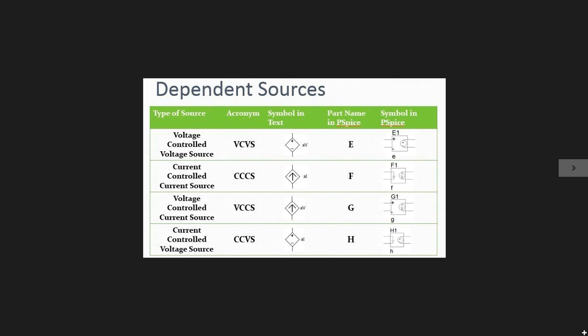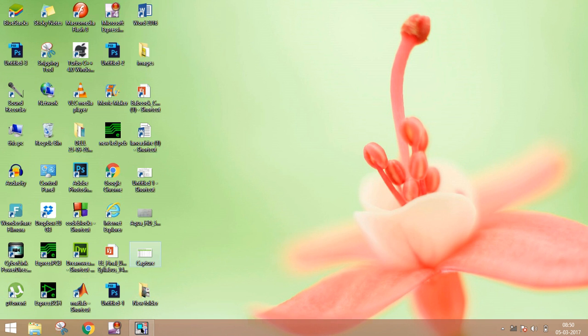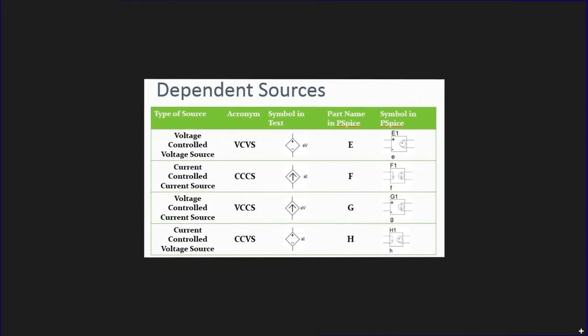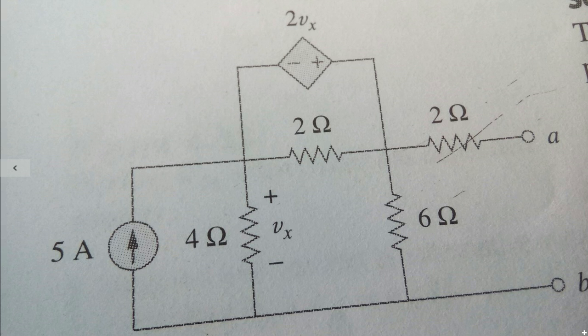And the part name in PSpice. In PSpice there is no component called a dependent source as such. Here the part is only E for VCVS, F for CCCS, G for VCCS, and H for CCVS. The symbol is like that when you use it in PSpice. So our circuit is this, and we have to implement this circuit.